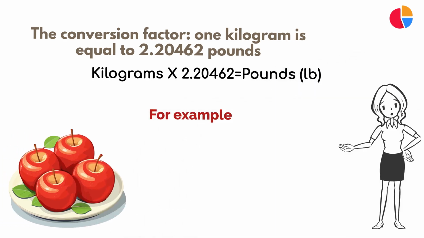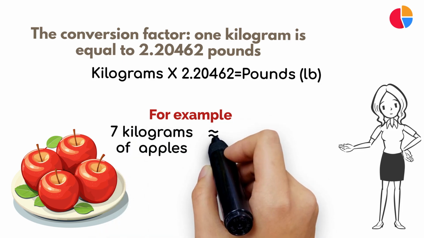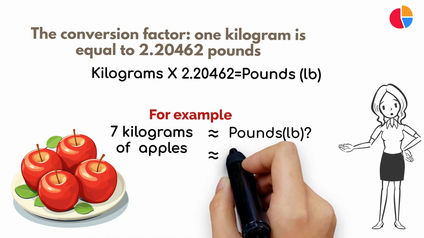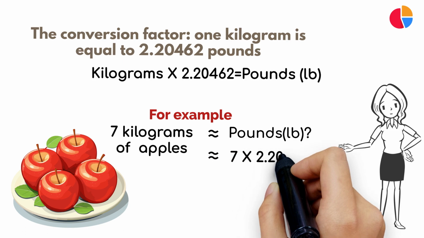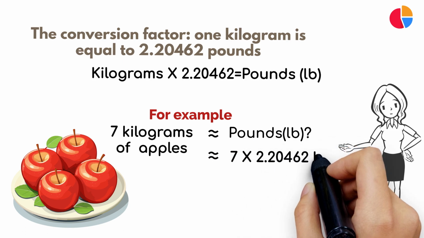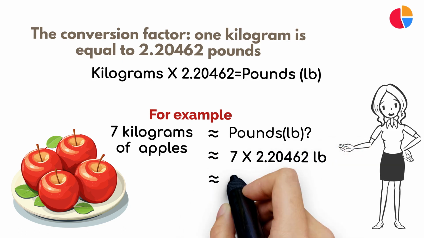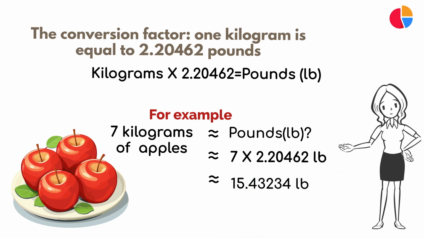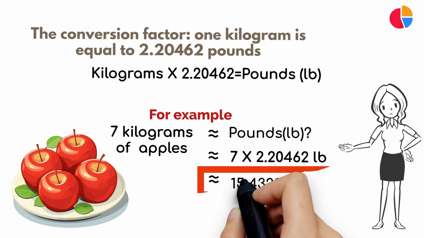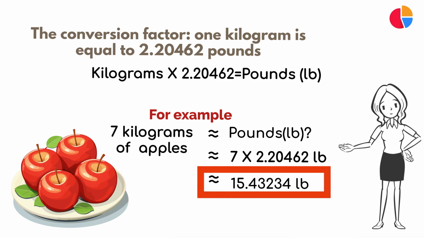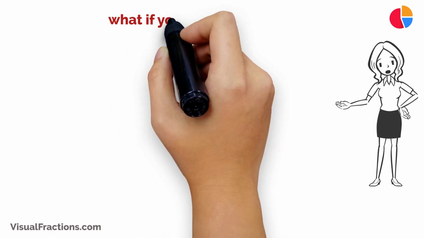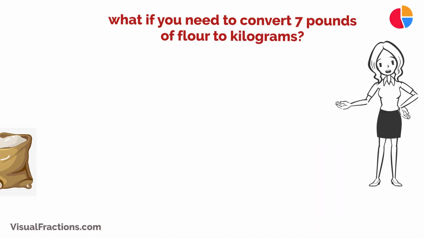Say you have 7 kilograms of apples that you need to convert to pounds. We start by multiplying 7 by the conversion factor of 2.20462. This gives us approximately 15.43234 pounds. And that's it, we're done. 7 kilograms of apples is equal to approximately 15.43234 pounds.